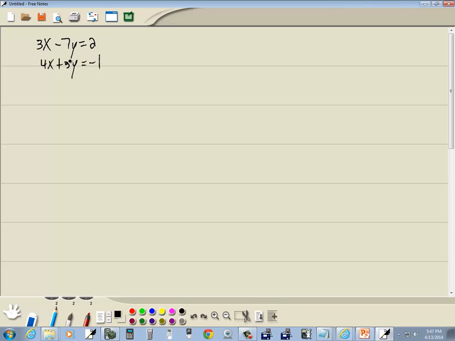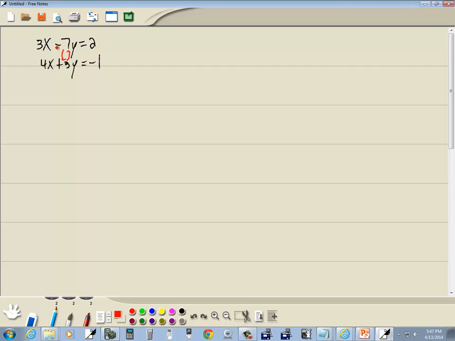These have to be the same numbers. For example, this would have to be 7 and this would have to be 7, but the signs have to be different. Now, there's no easy way to multiply 3 times something to get 7. So what you do is you can always just multiply by the other number.